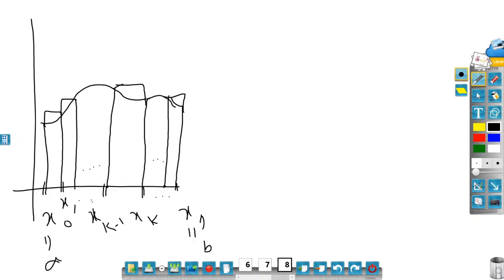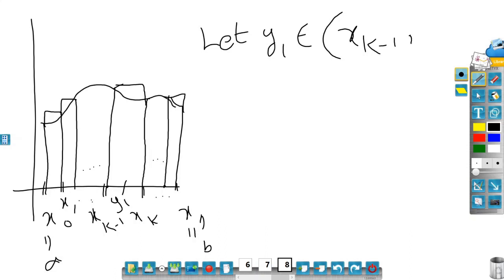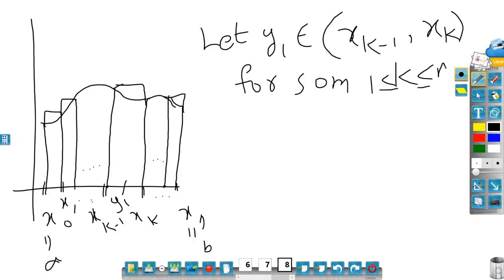Now what I will do, these x0, x1 dot dot dot up to xn are the points from the partition P. So for Q1 I need to add a point y1. Let me add y1 over here between xk minus 1 and xk. So y1 belongs to the open interval, because it cannot be xk nor xk minus 1. So y1 belongs to xk minus 1 comma xk for some k between 1 to n.